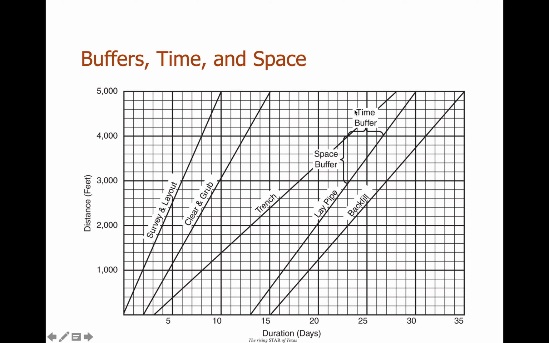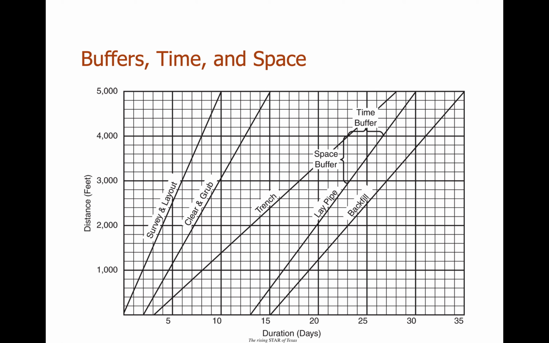So let's look at the space and time buffers again. The space buffer, like I said, is the physical distance between the lines on the chart vertically. The time buffer is the physical distance between the lines on the chart horizontally.